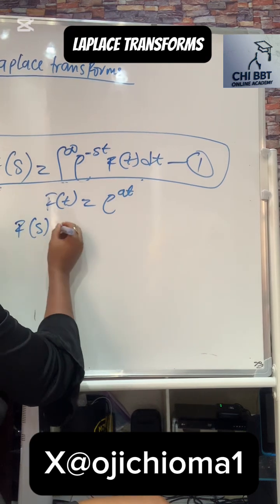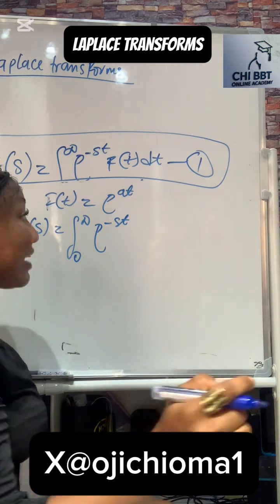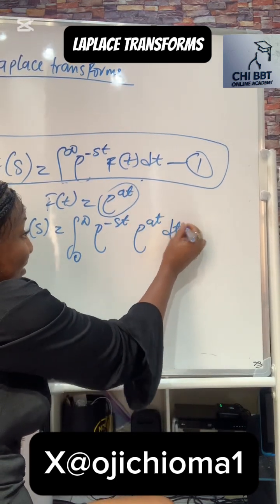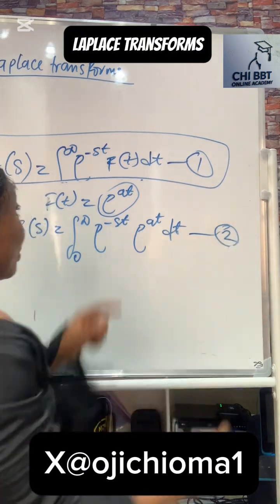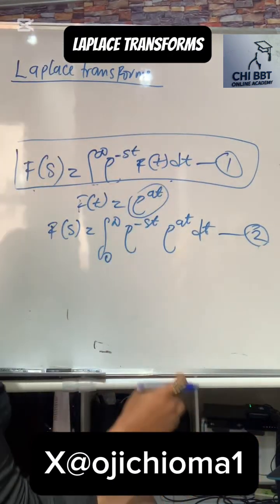F(s) equals the integral, with the integrating limits, of e^(-st), which is the standard. Then substitute everything into it: e^(at) dt. You can see that this is equation 2, because this one is supposed to be your first equation, and then this becomes your equation 2. So what will you do further here?